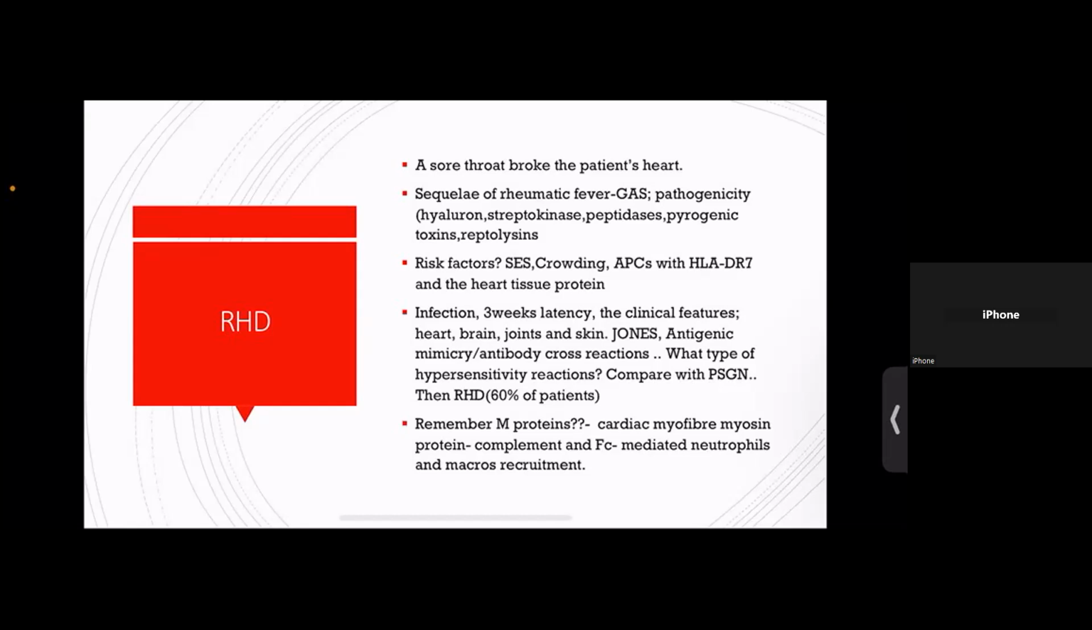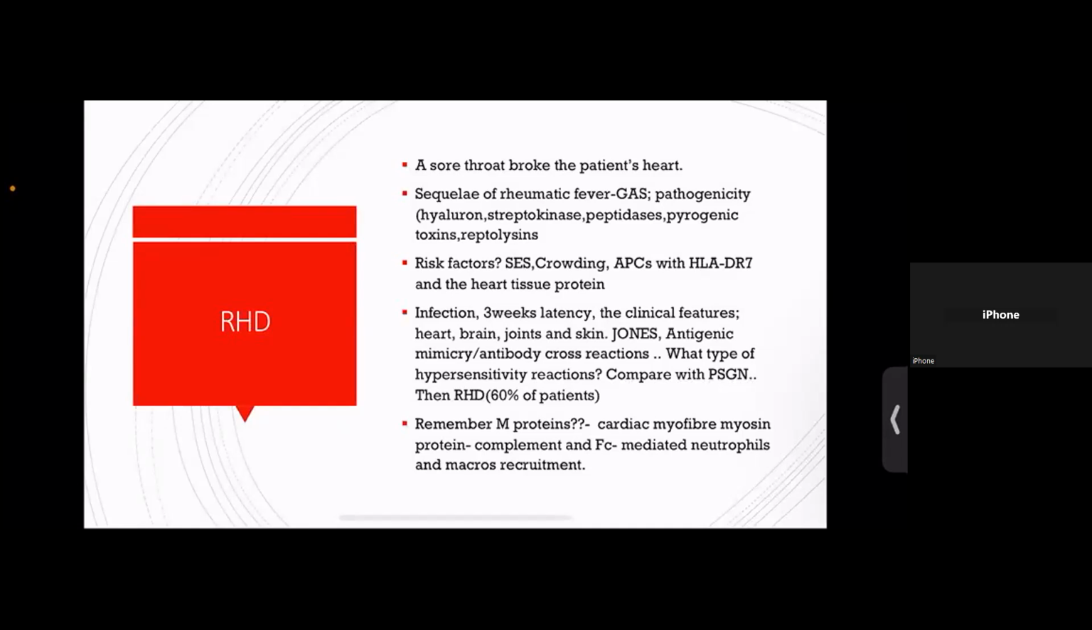Okay. And then another risk factor is the heart tissue protein, the M protein. Certain subtypes of the M protein increase the possibility of one getting rheumatic heart disease. Remember, not everyone gets rheumatic fever and ends up getting rheumatic heart disease. Maybe about 60% of patients who get rheumatic fever are going to get rheumatic heart disease because of these predisposing factors.